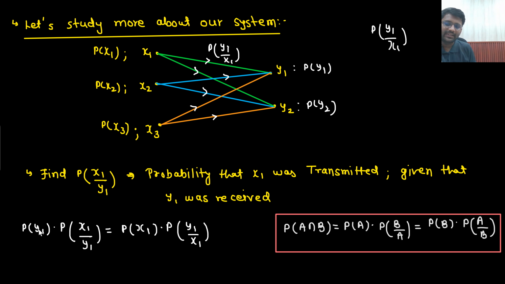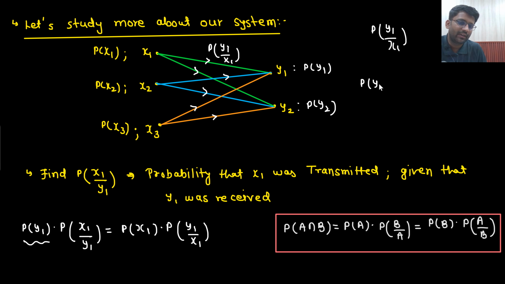Very simple, no? Basically, you can think in this way: y1 getting cancelled, x1 getting cancelled. So in this way you will be able to write it down. It is simply y1 intersection x1 I am writing down. Probability of receiving y1 multiplied by the probability of x1 given that y1 was received would be equal to the probability of x1 multiplied by the probability of y1 given that x1 was transmitted. So from here, sir, do I know this particular thing? Yes, sir. Probability of y1 I can find out.